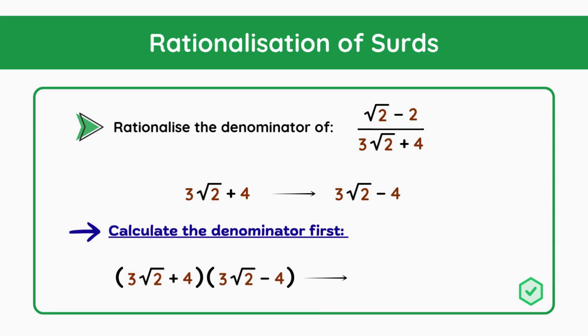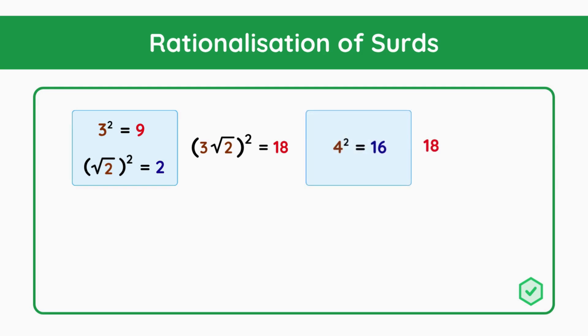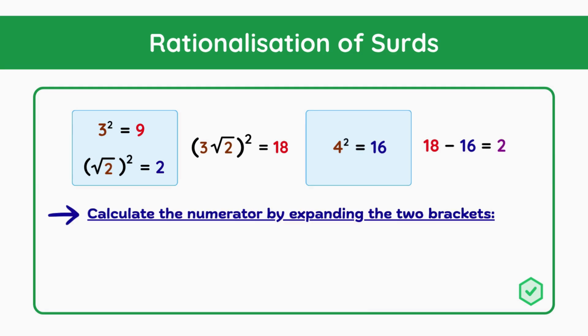Using the difference of two squares, this is our first term squared minus our second term squared. 3 square root of 2 squared minus 4 squared. When squaring 3 square root of 2, we square the 3 and we square the square root of 2. 3 squared is 9 and square root of 2 squared is 2. 9 times 2 is 18. So 3 square root of 2 squared equals 18. 4 squared is 16. This gives 18 minus 16 equals 2. Our denominator is 2.